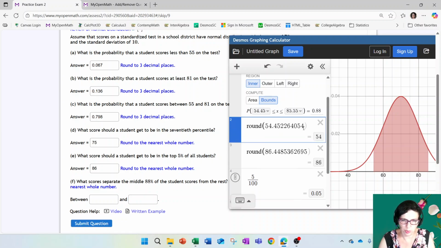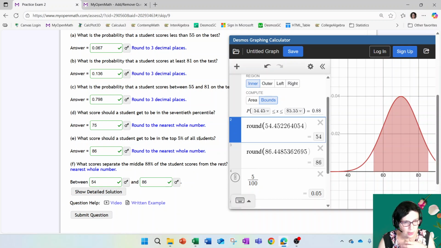Sometimes the computers make mistakes. So I don't know. It says 54. I'm gonna try 54 to 86 and see if that works. I guess it worked.